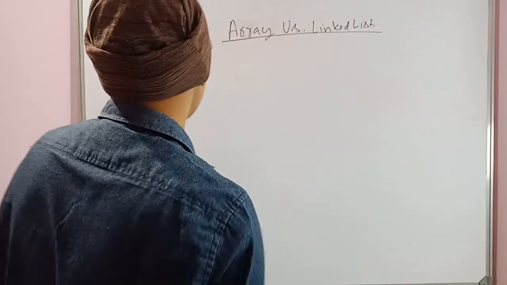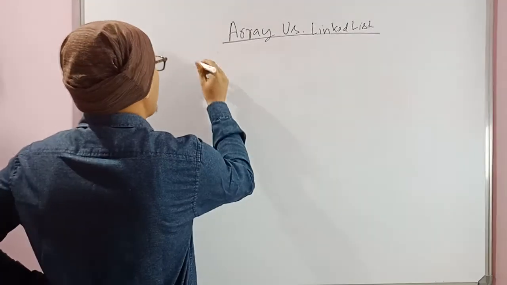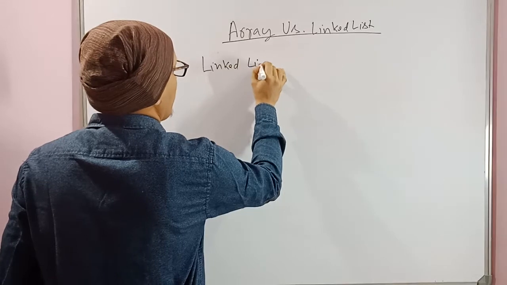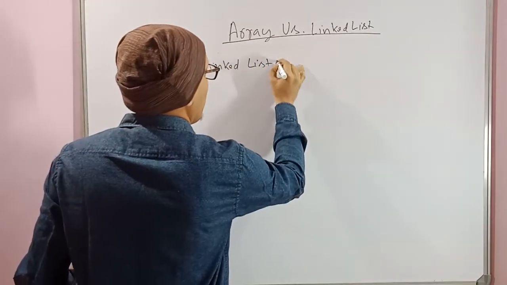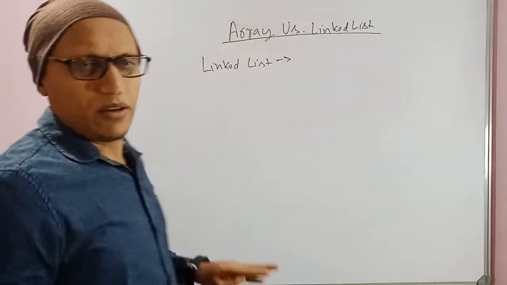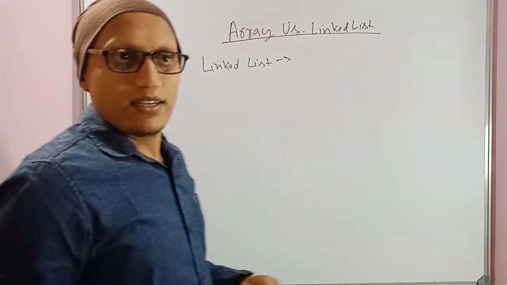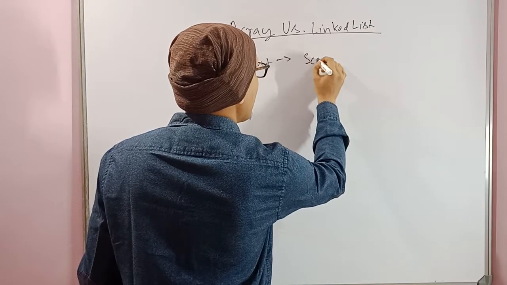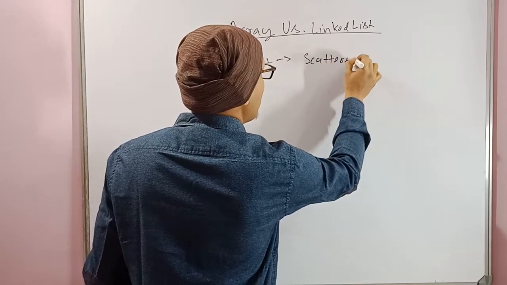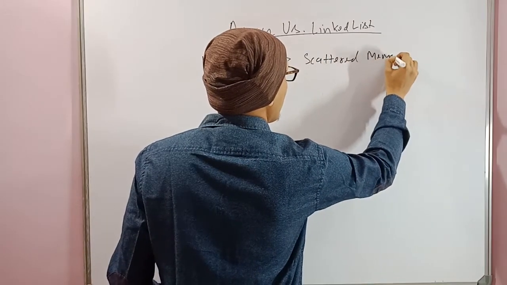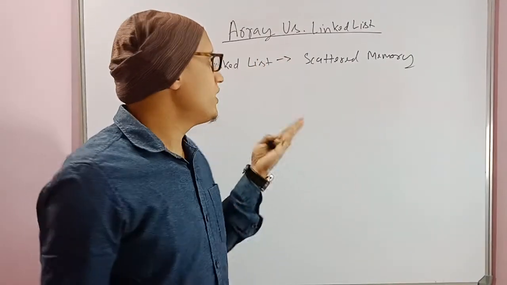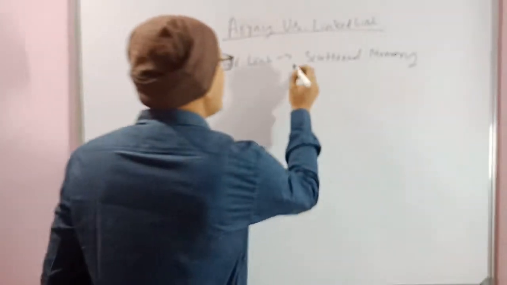Okay, so let's talk about linked list. When we compare to array, simple. So array we say contiguous memory location. So for linked list you can say a scattered memory location. That means linked list doesn't require contiguous one. So first thing is that.